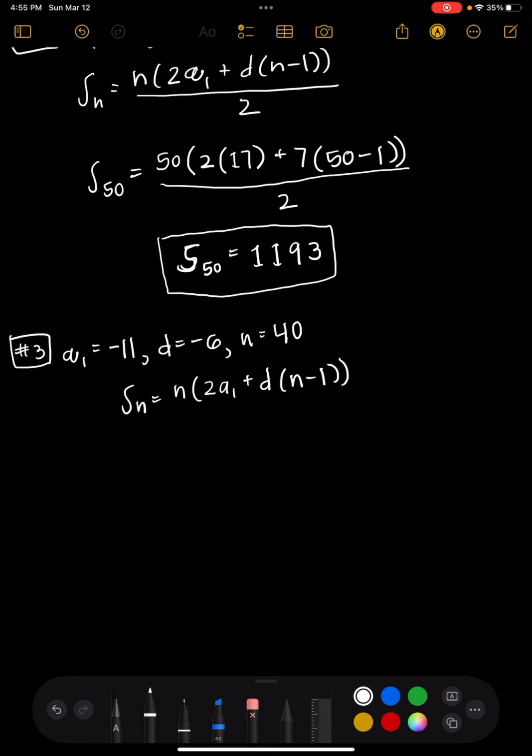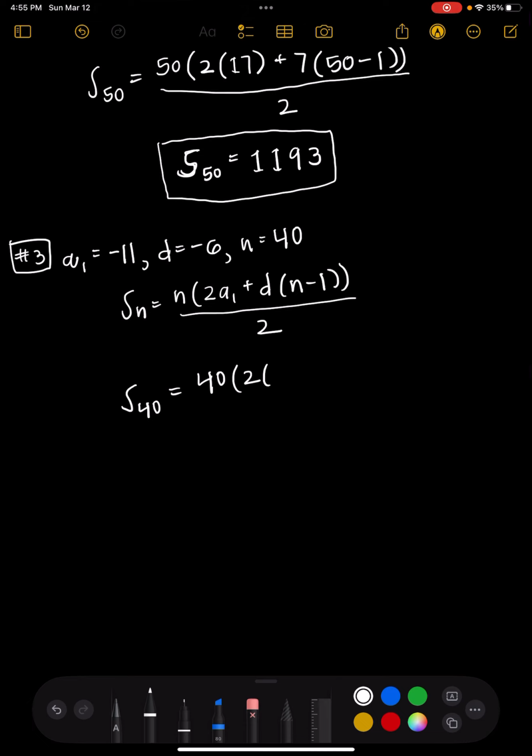So S sub 40, because n is 40, is equal to 40, once again because n is 40, times 2 times A1, which now is negative 11, plus our D, which is negative 6. Notice that I put negative numbers in parentheses, mostly so that I don't have signs like a plus and a minus right next to each other. It doesn't really matter, but it makes it a little easier to see. And then 40 minus 1, because our n is 40, all over 2.